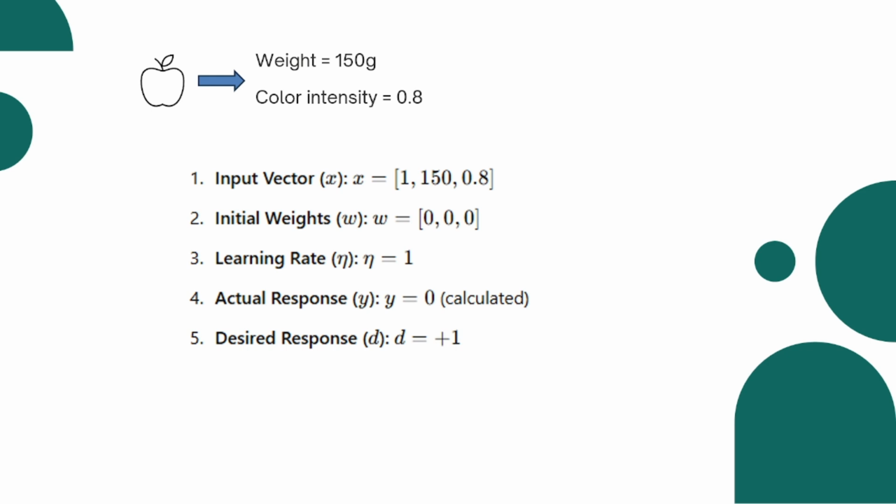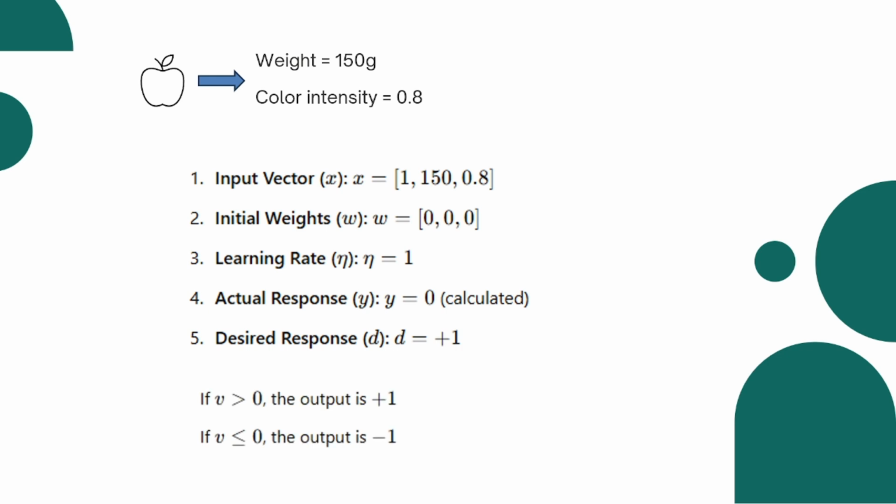The learning rate is a small positive value that controls how much the perceptron adjusts its weights with each mistake. A smaller learning rate means slower learning but more stability, while a larger rate means faster learning but higher risk of overshooting the correct weights. The actual response is the output that the perceptron produces after processing the input data. It is calculated using the current weights and the input vector, then passed through the sign function. In our case, the perceptron computes the weighted sum of the input values. The sign function then determines whether the perceptron should output +1 or -1.